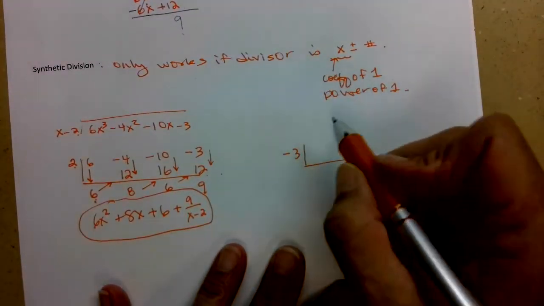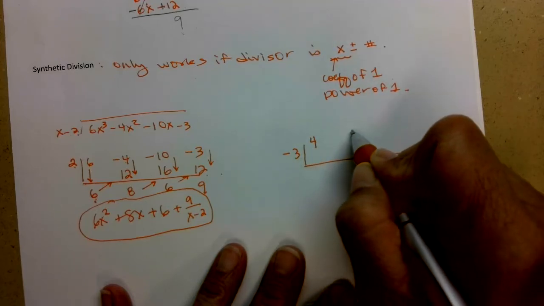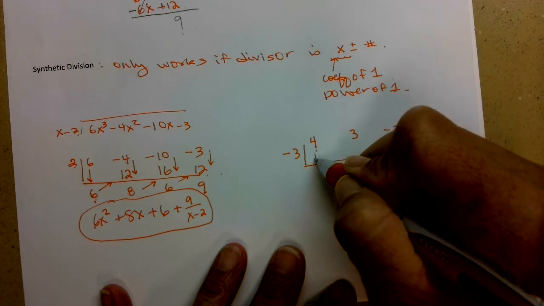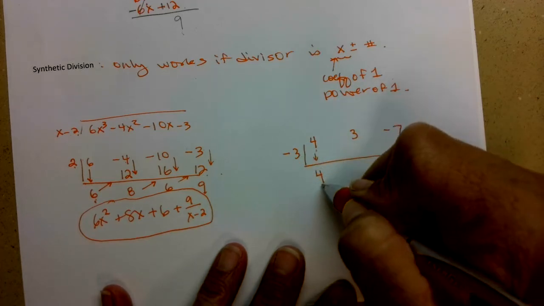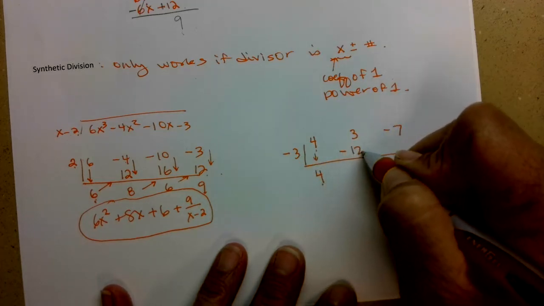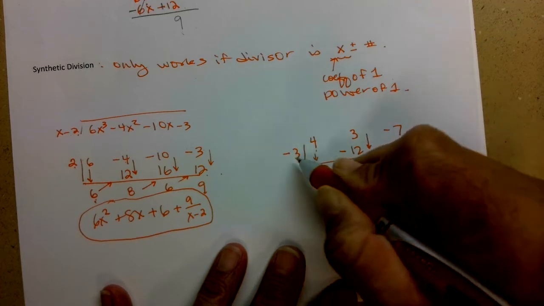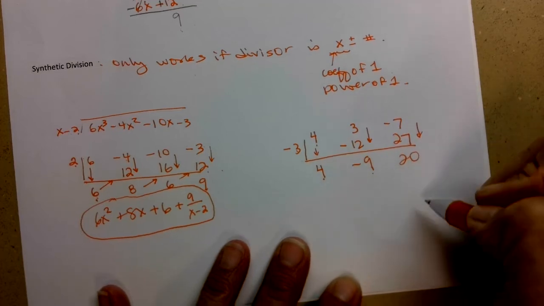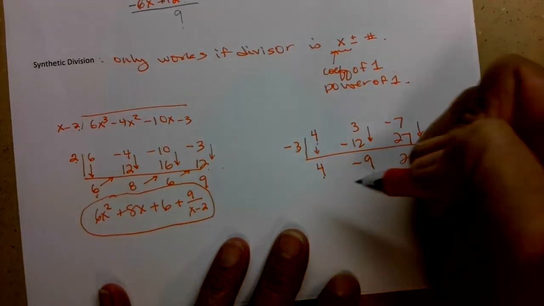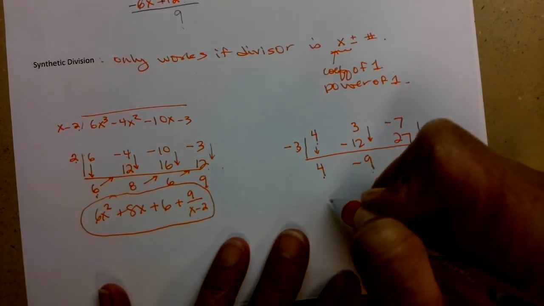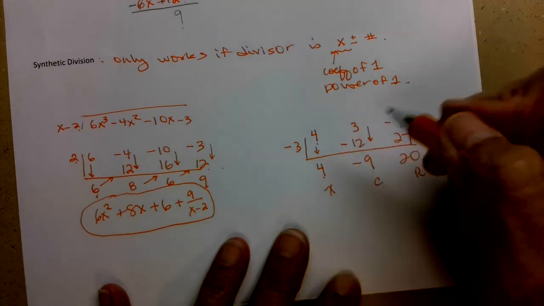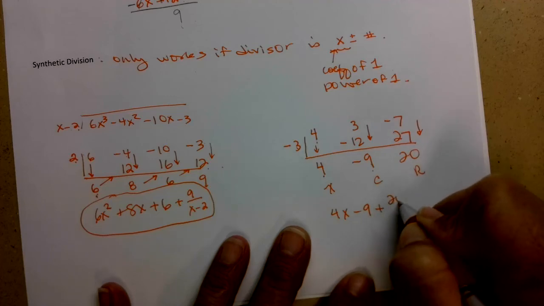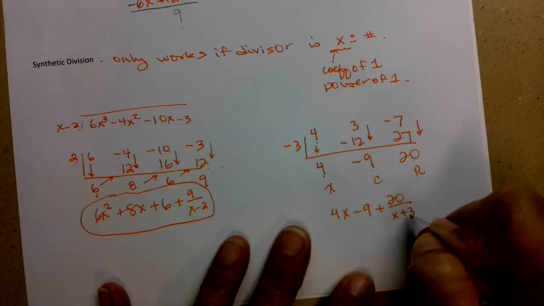I changed the sign. I write in the coefficients. First number always drops. And then it's multiply and add. And multiply and add. And then if you can go, you can start from the right as well. So this is remainder, constant, x. They go in increasing powers. So 4x minus 9 plus 20 over x plus 3.